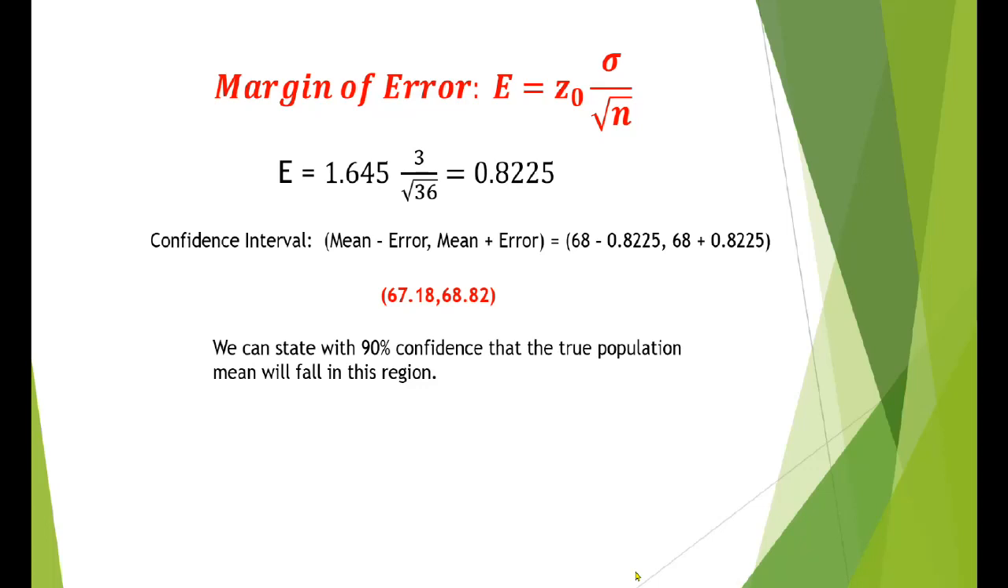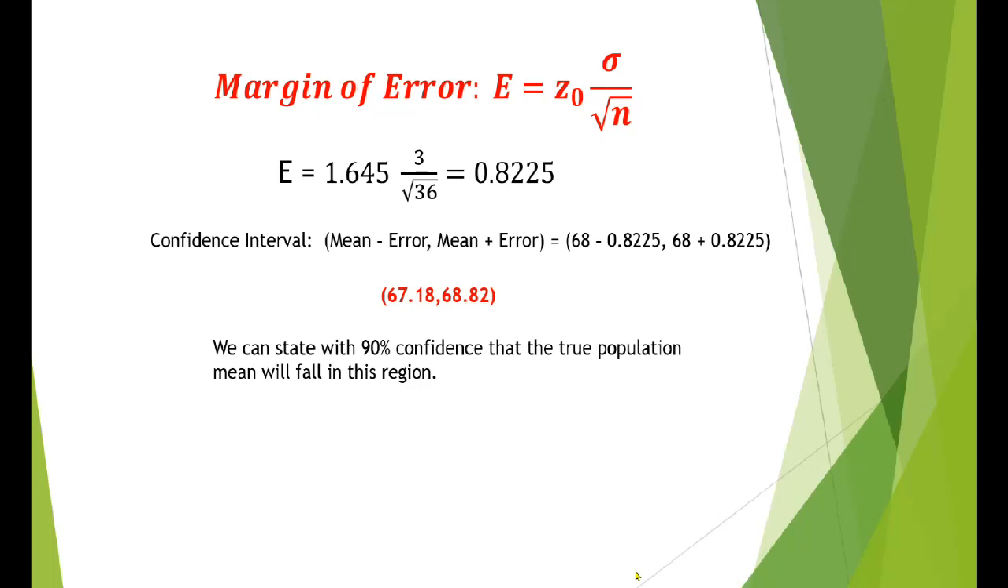So that determines the confidence interval. We're going to take our sample mean, which was 68. We're going to subtract the error to find the left boundary for the confidence interval, and we will add the error to find the right boundary. And I'm rounding these to two decimal places. So we come up with the confidence interval 67.18, 68.82. And we can state with 90% confidence that the true population mean is going to fall in that region.